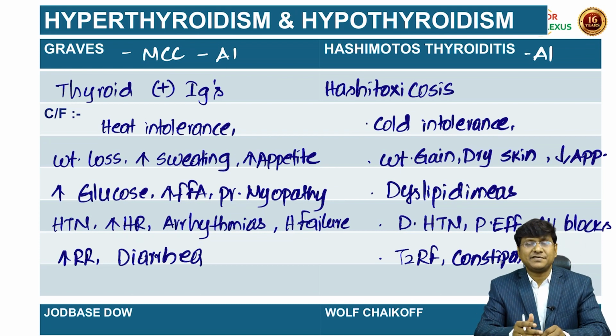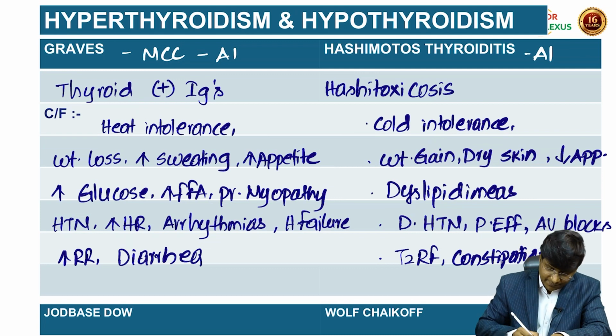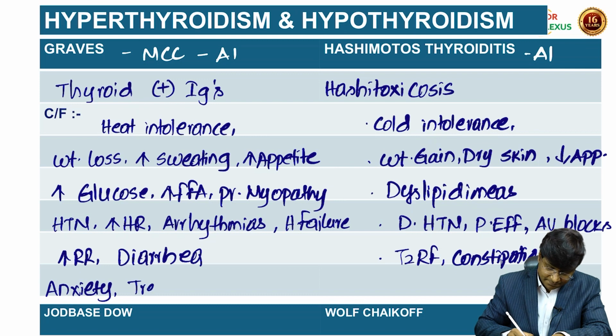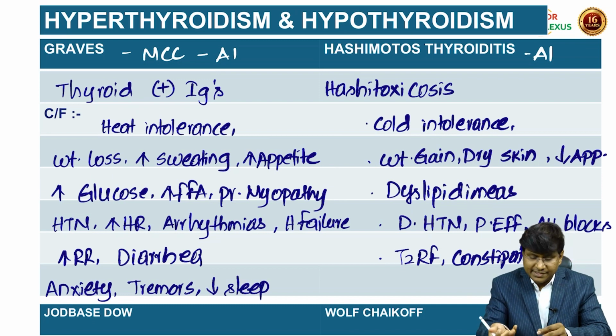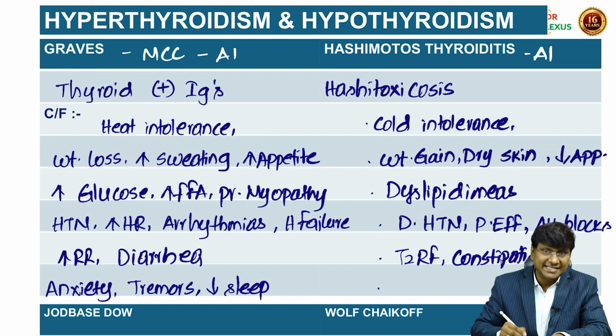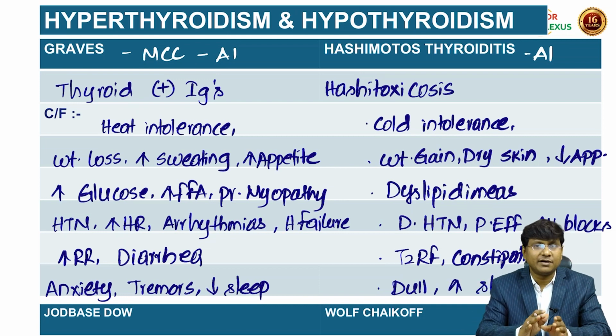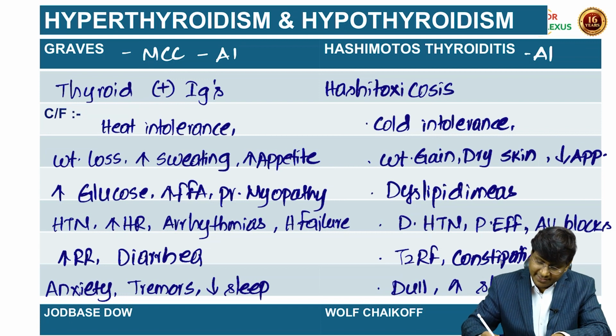If you take the CNS manifestations as well as the sleep of the individual, they will have anxiety and tremors. Anxiety as well as tremors, and there will be decreased sleep because of the anxiety neurosis. Whereas in Hashimoto's, that is hypothyroidism, these patients are dull and lethargic and they will be having excessive sleep.